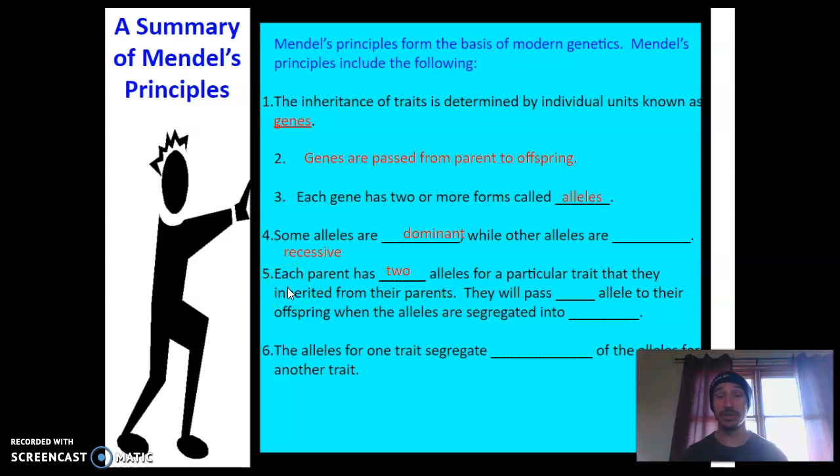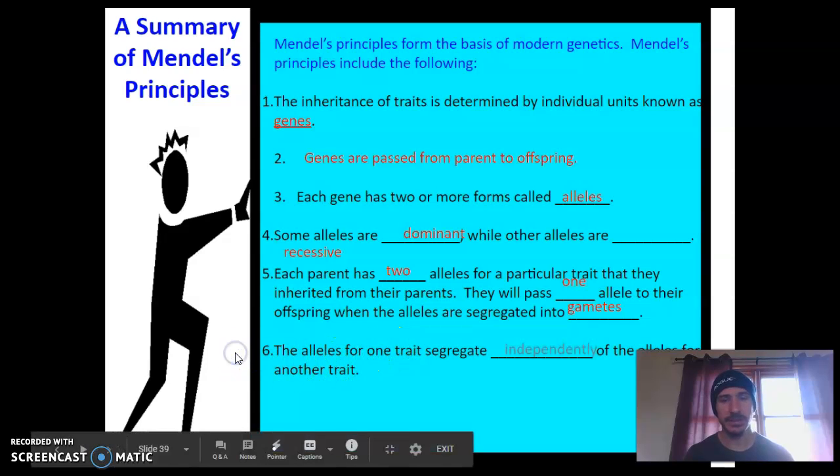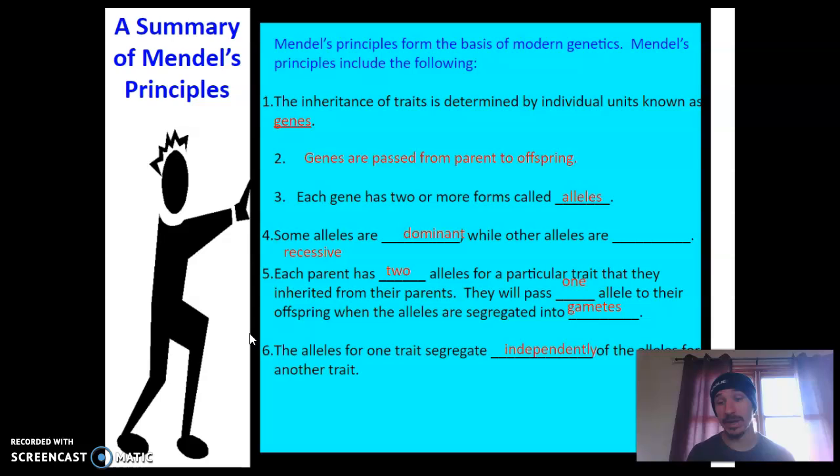And each parent passes on two alleles for a particular trait that they inherited from their parents. Now, they will pass one allele to their offspring when the alleles segregate into gametes. So we all have two alleles, but once alleles are segregated independently via independent assortment into gametes during meiosis, every gamete, sperm and egg cell, only has one allele for our traits. And again, the alleles for one trait do segregate independently of the alleles for another. There seems to be no disruption when one allele goes into a sperm or egg cell that stops another allele from entering.